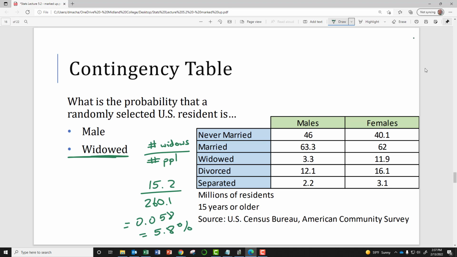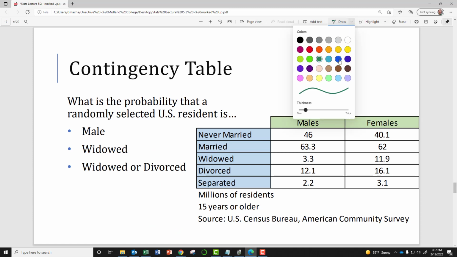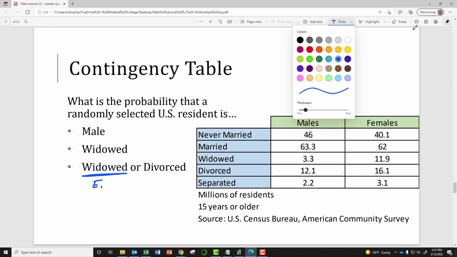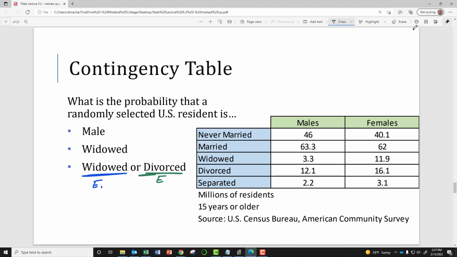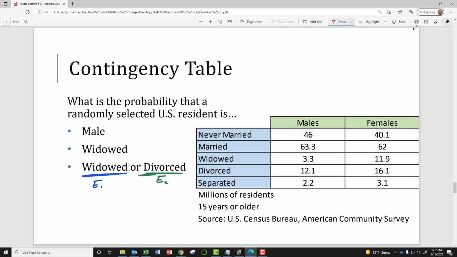Again, what we're using here is called a contingency table. I'm just showing you how to answer some example problems that you may be asked here. Okay, if we asked about widowed or divorced, well, let's call widowed event 1 and divorced event 2. And so if we're asking about the probability of widowed or divorced, the way this contingency table is treating this is as disjoint events. And if these are disjoint, then that's actually pretty nice. The probability of being E1 or E2 is just the probability of E1 plus the probability of E2.